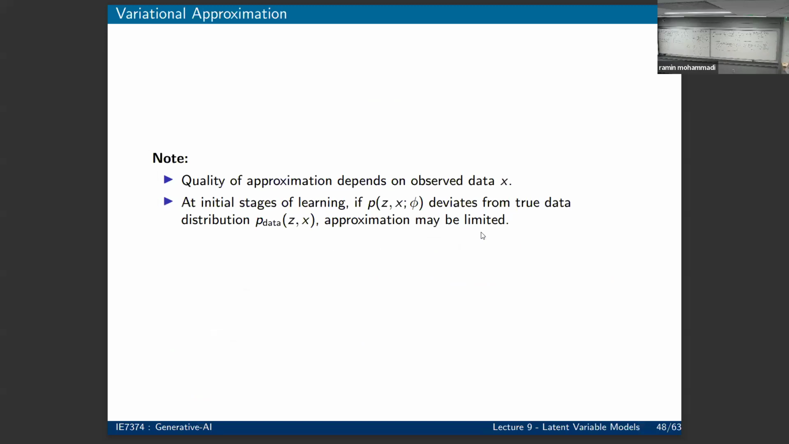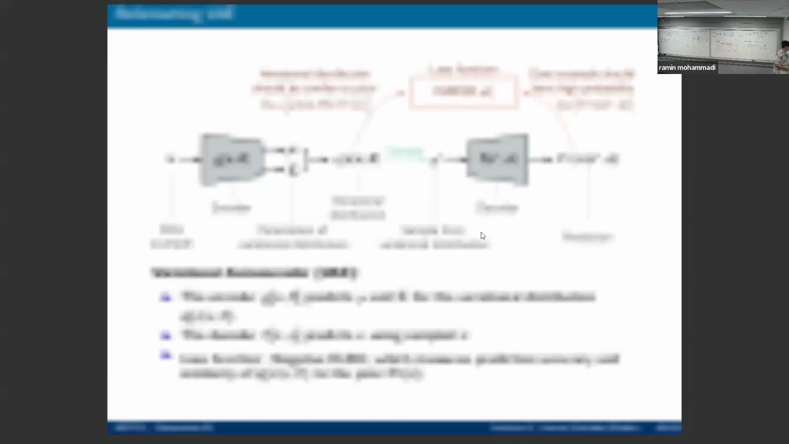But the note that we want to refer to here is that the quality of this approximation depends on what we saw in the image. If you only see a really small portion of the image, then generating the rest is not going to be that easy. So it's really important how much you have seen. And the other thing is that the initial stage of learning in these models could easily diverge you from the actual learning. That's important to remember.